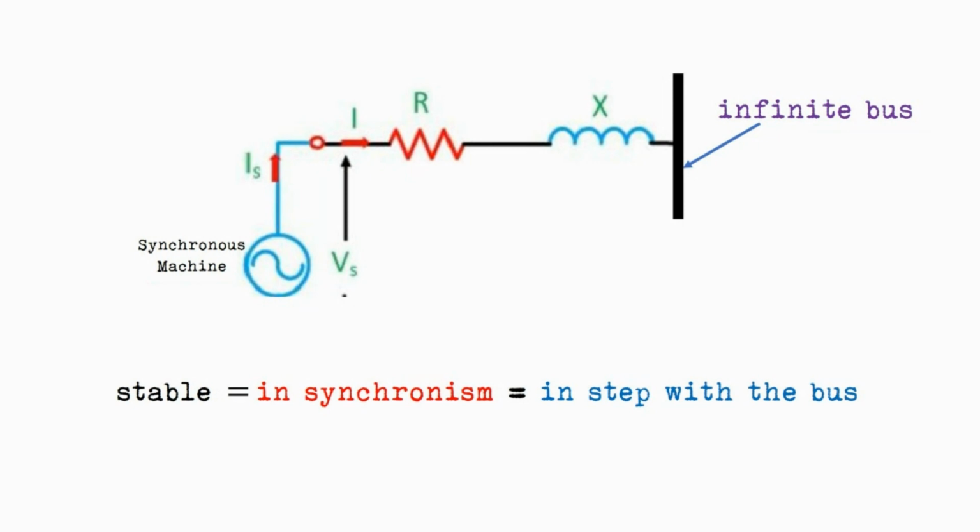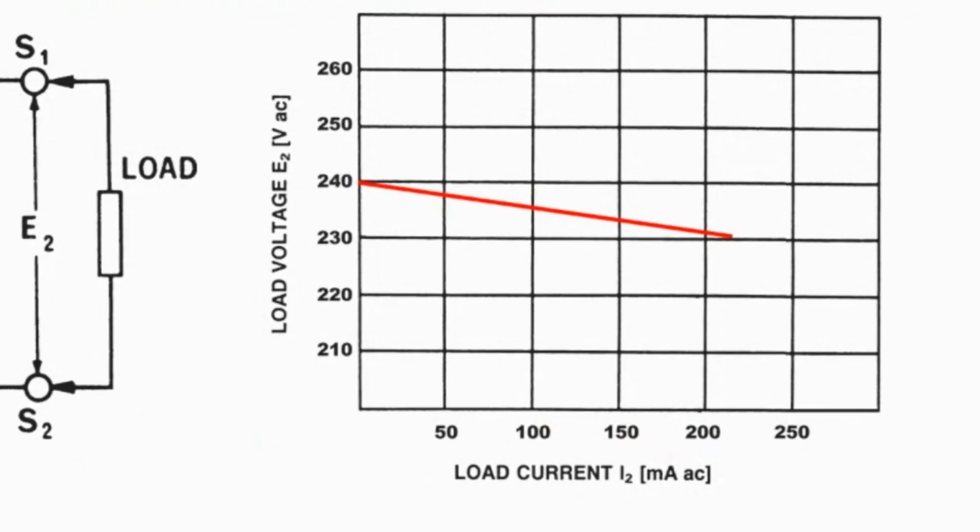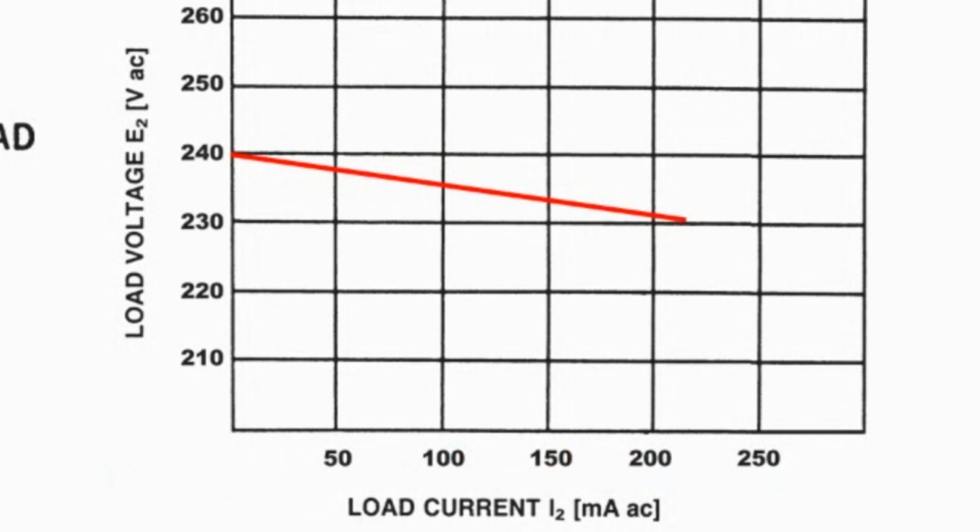This will clear the image of infinite bus for you. You remember this figure? This is the experiment you've done in the lab when you connected different loads to the generator. And you notice that whenever you increase the load, the voltage will decrease.